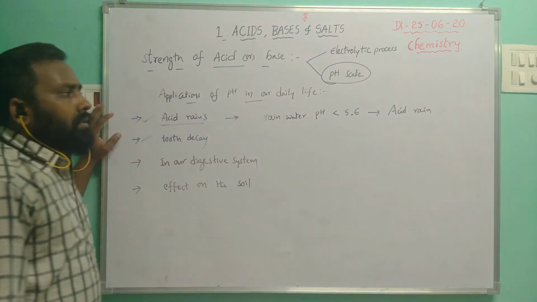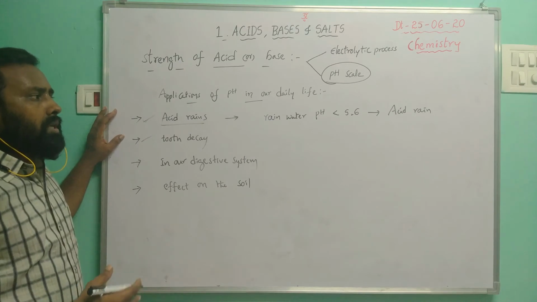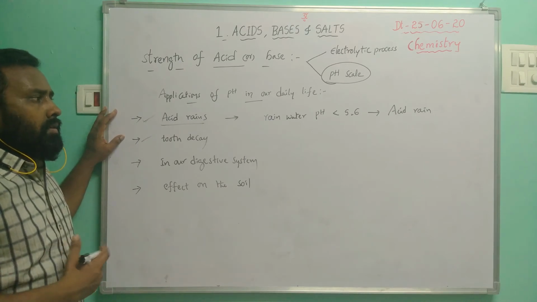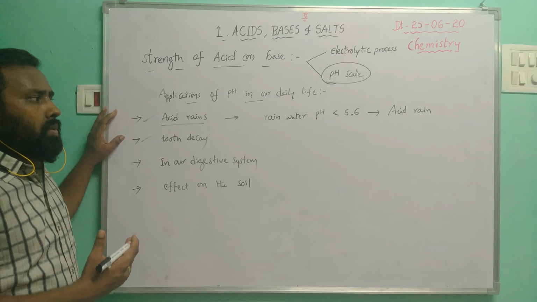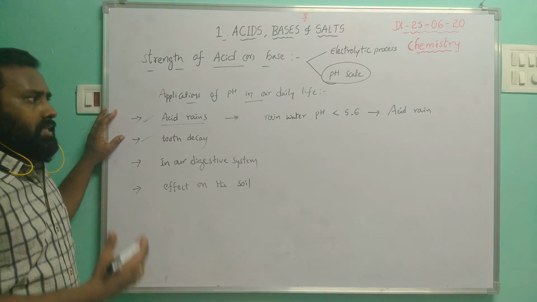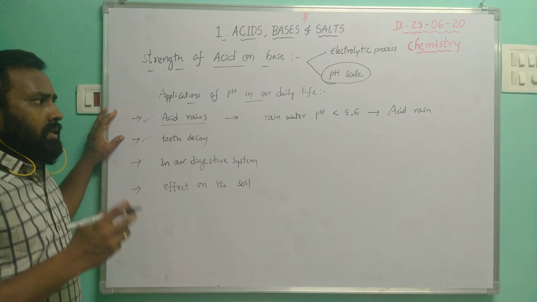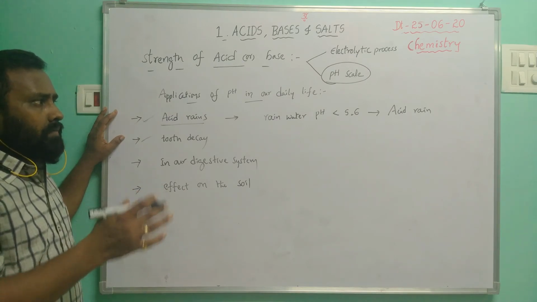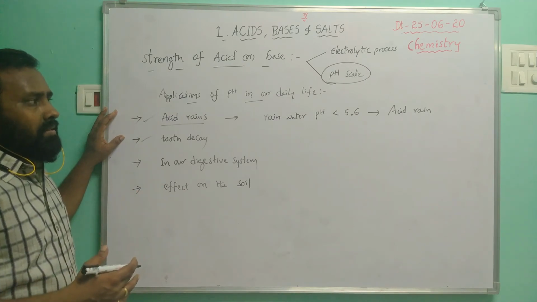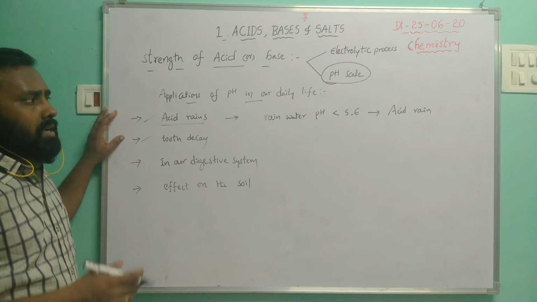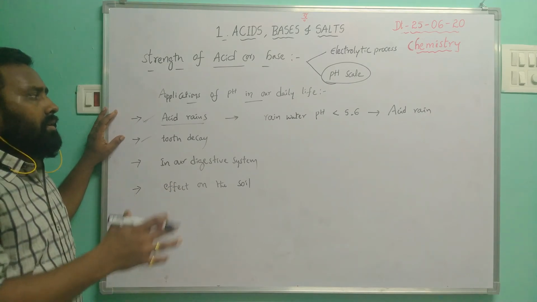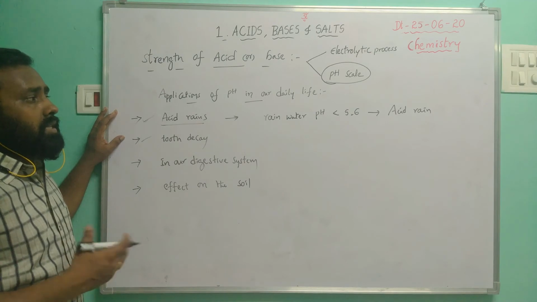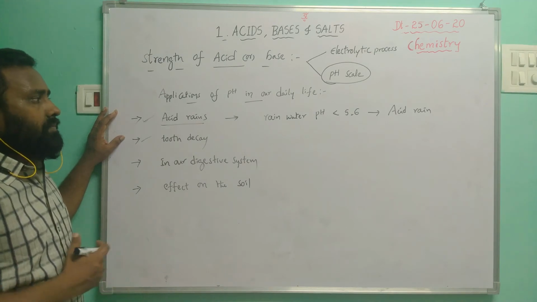That rainwater can flow into the river, and the river's pH value becomes lower. Then the aquatic animals living in that river do not survive in such river water. Why? Because the acidic character also increases.